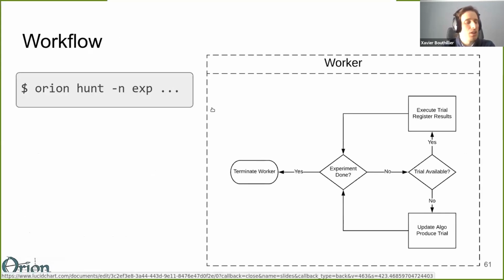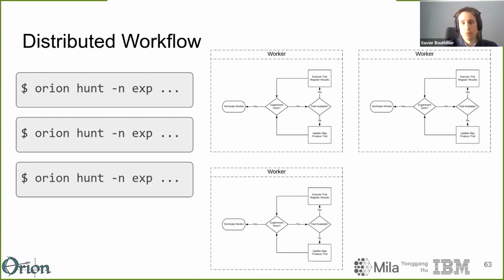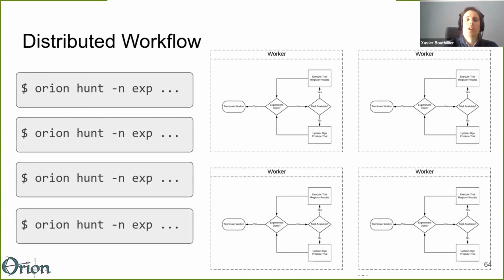Quickly go over the workflow. This is an example where we use the command line API, just Orion hunt, name of experiment, and here that would be the command line call that you use normally to do the optimization. If you do it once, you will have one worker, and this worker will do the optimization sequentially. And now if you just run the same command many times on the same machine or different machines, you will have 2 workers, 3 workers, 4 workers.